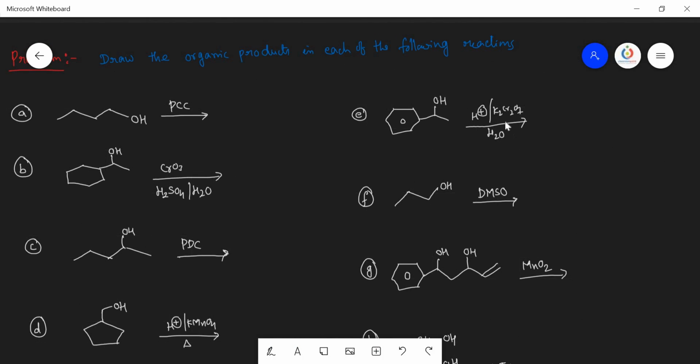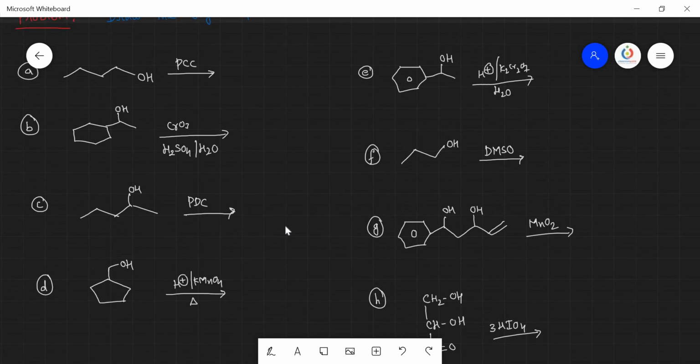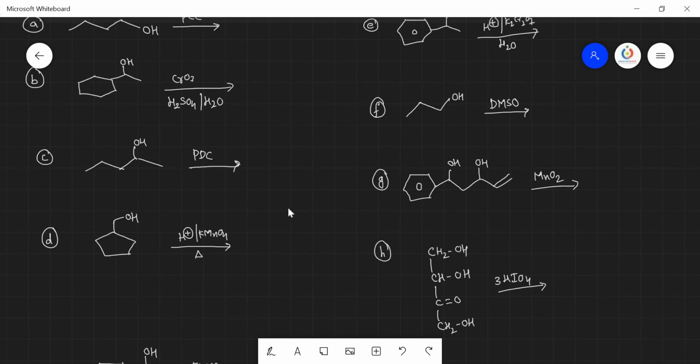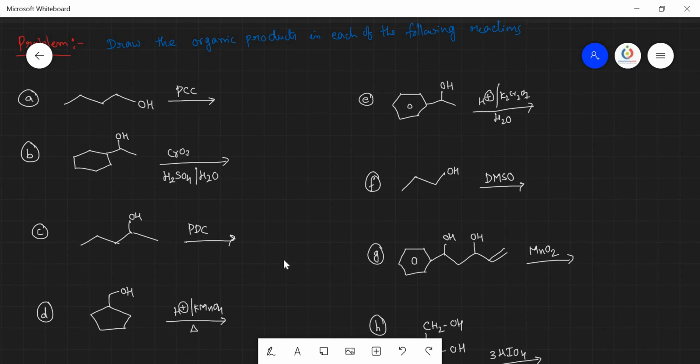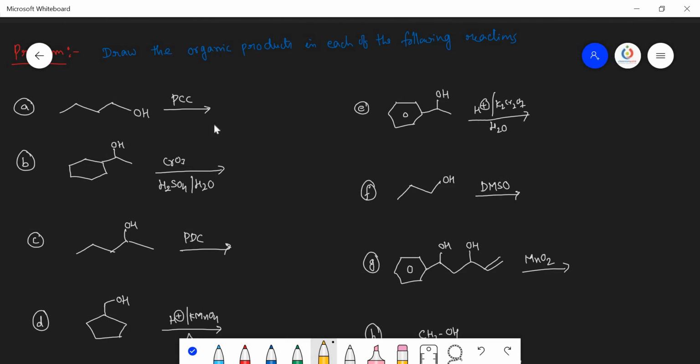We know that all these oxidizing agents, except H plus K2Cr2O7 and KMnO4, which are the strong oxidizing agents, are weak oxidizing agents. They just convert the primary alcohol to the aldehyde, and the secondary alcohol to the ketone. So let us take this primary alcohol, which shall be converted to the aldehyde. This fourth carbon, 1 2 3 4, shall be converted to the aldehyde.